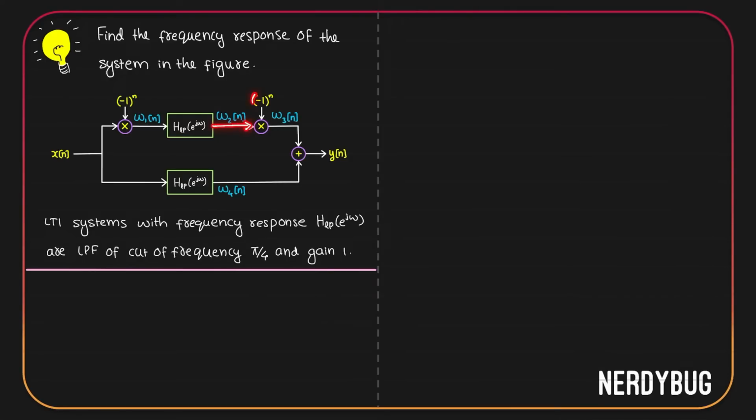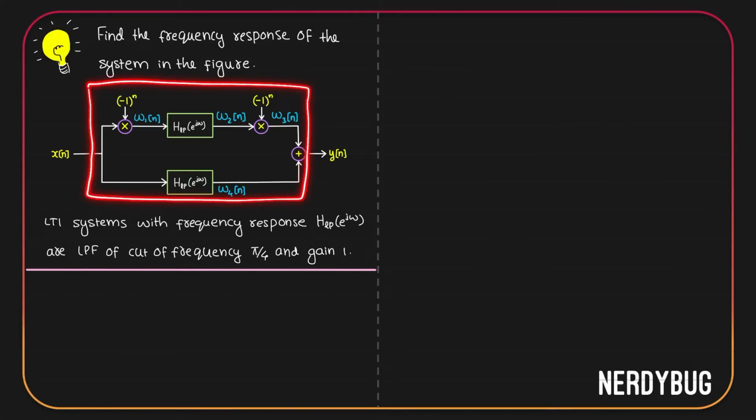It is again multiplied by minus 1 to the power n. The output we get is w3 of n, and it is added with whatever is coming from here, w4 of n. w4 of n is the output of a low pass filter whose frequency response is HLP of e raised to j omega when the input is x of n. Finally, the output is y of n. We have to find the frequency response of this whole system.